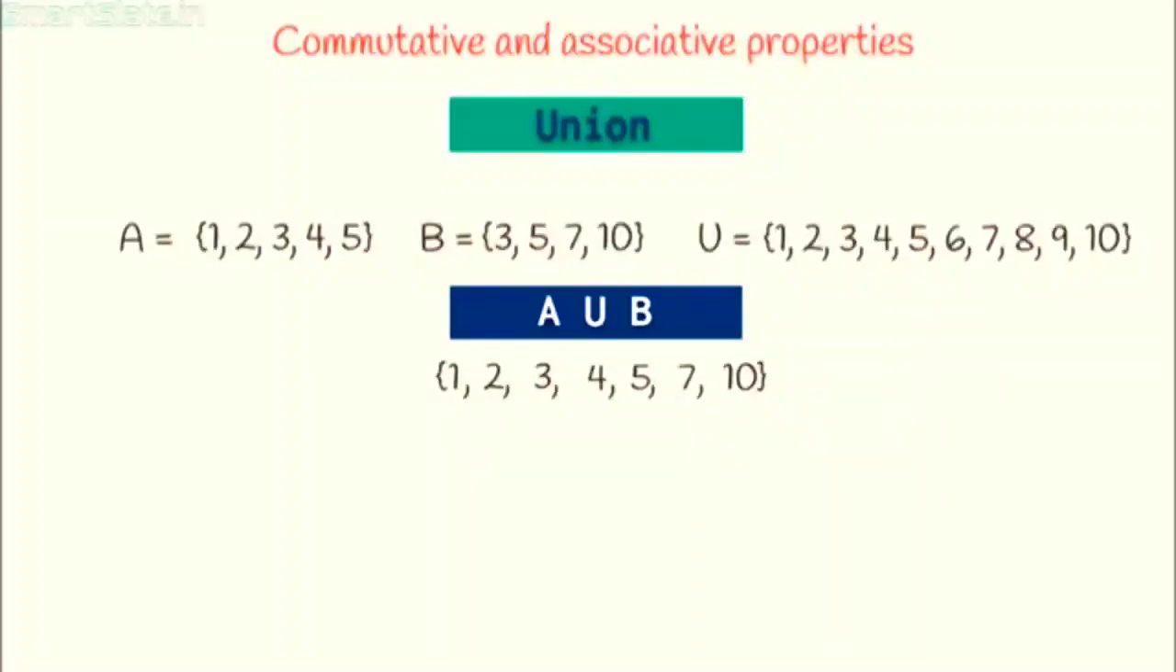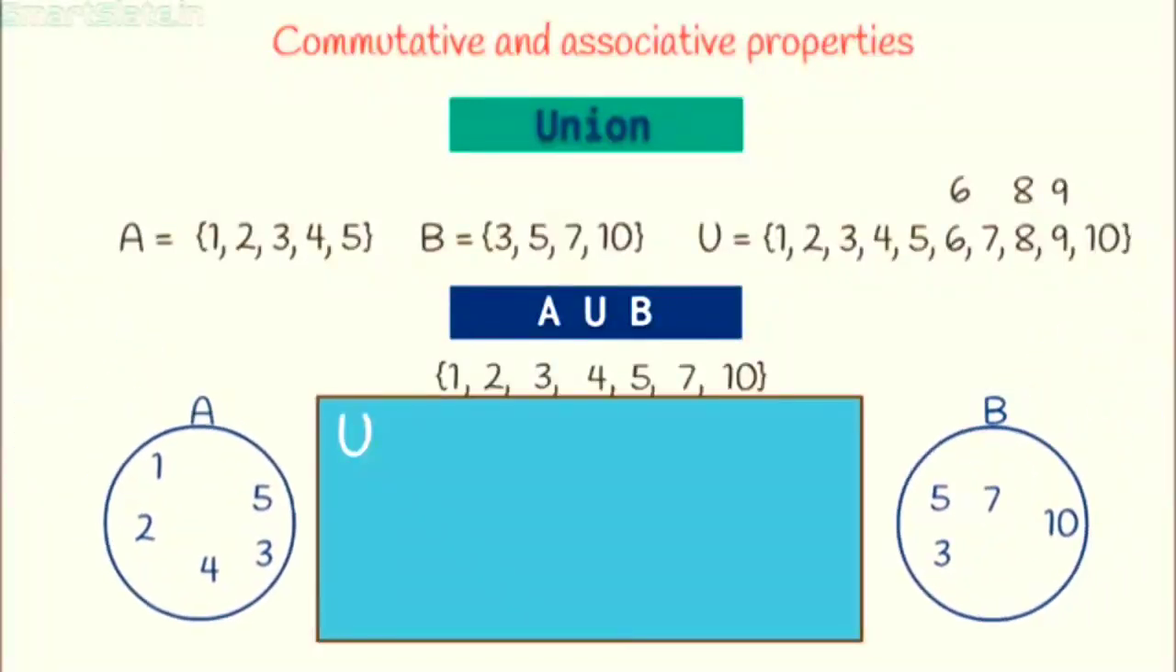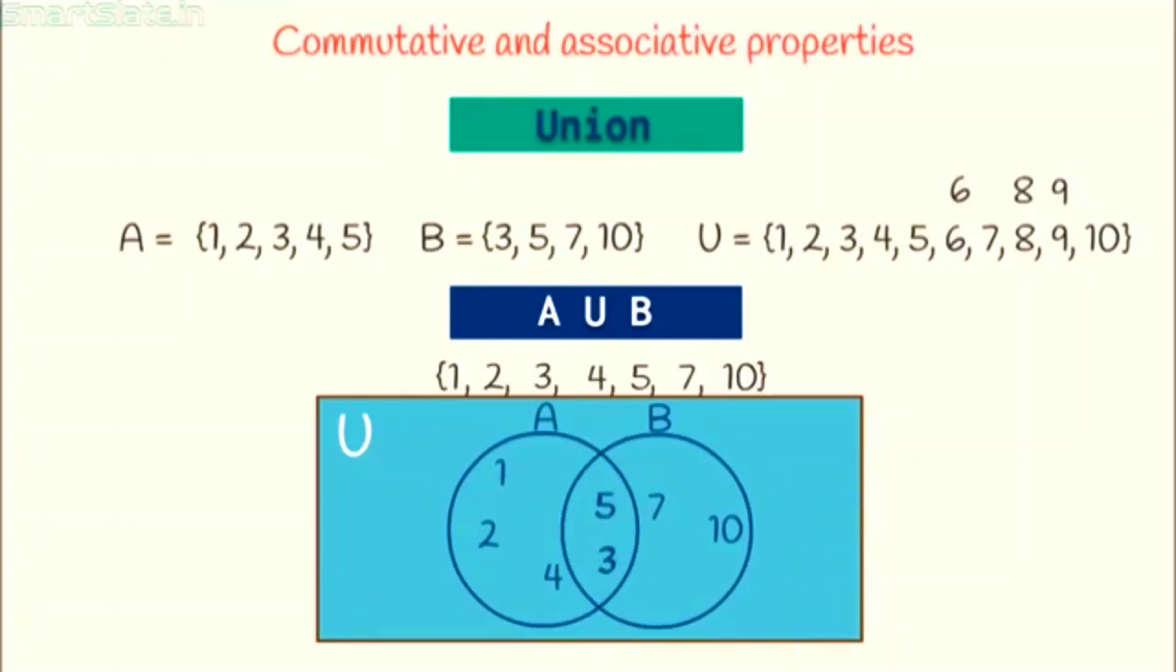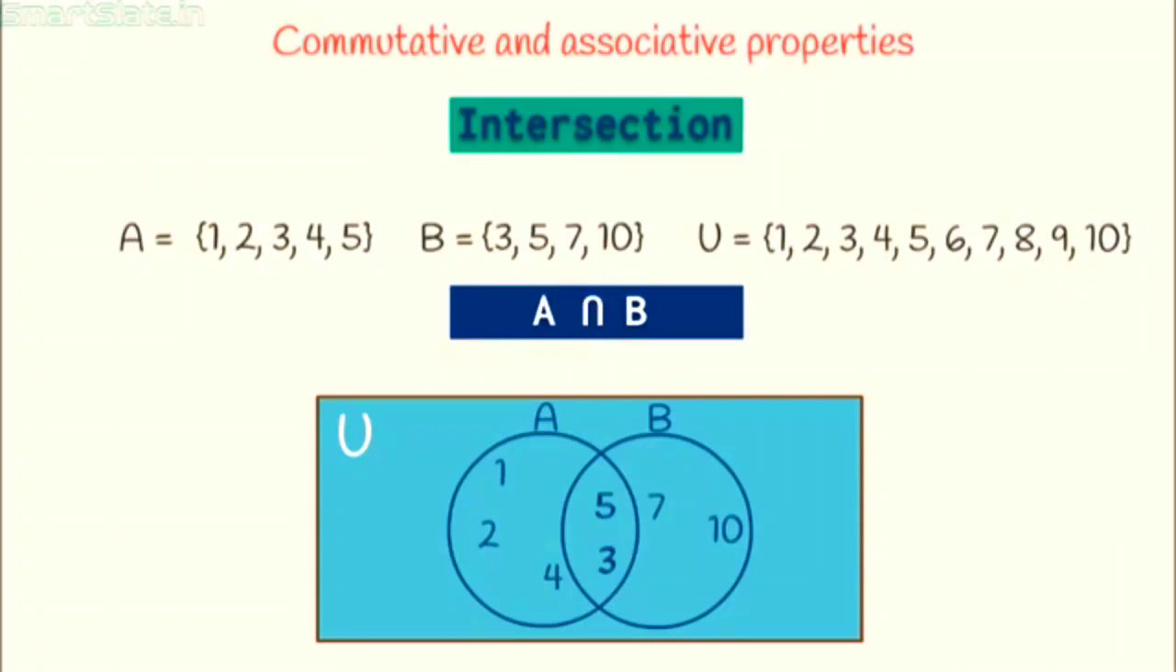These are the elements of set either A or set B or in both. Here we do not include the elements 6, 8, 9 which are in the universal set, since these numbers are not in either of these sets. Next, this is the graphical representation of A union B, which are 1, 2, 4, 5, 3, 7, 10.